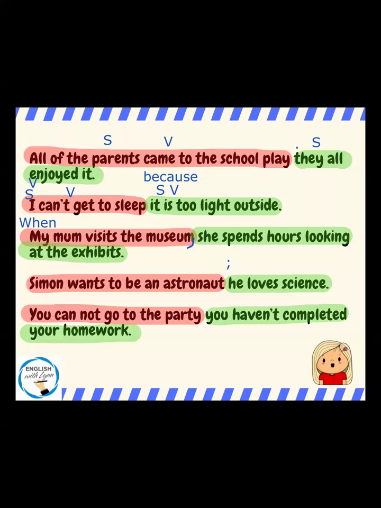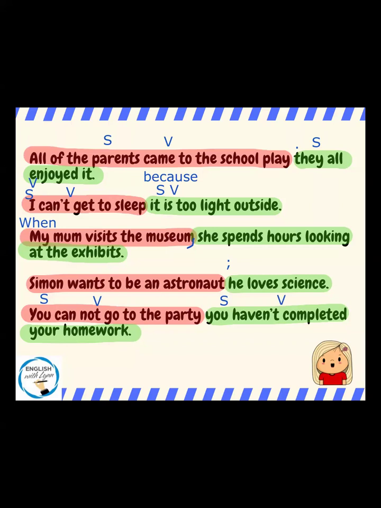Cannot go is your complete verb chain because you've got the modal verbs in there as well. In my second main clause, you is still the subject. Haven't completed is your verb chain because you've got, again, the modal verbs, you have not, and then completed is your main verb. Now, there's two ways that you could do this.